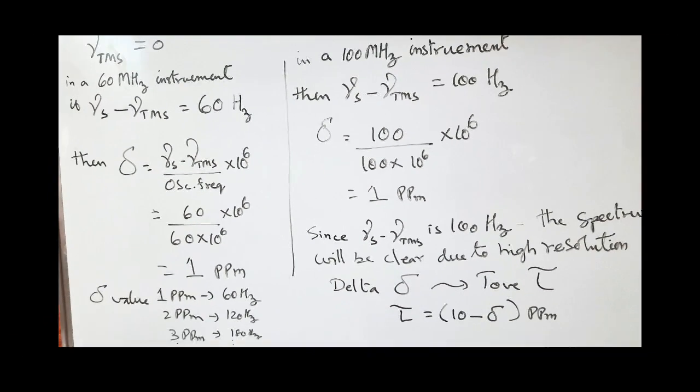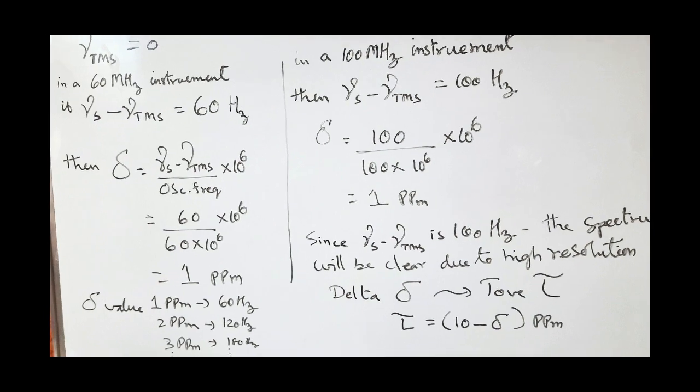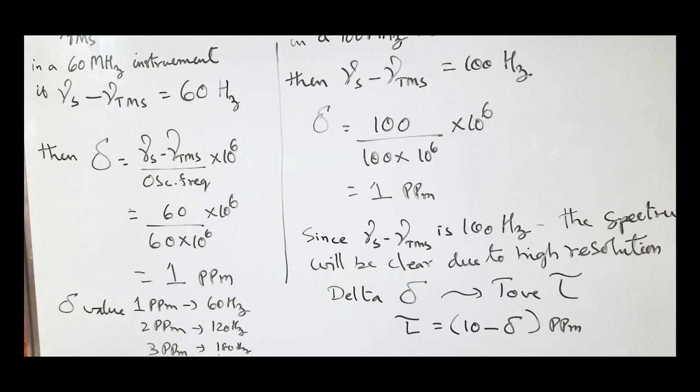So the same compound, whether it is recorded in a 60 megahertz instrument or a 100 megahertz instrument, gives you the same chemical shift value. Delta is 1 parts per million because you are using the expression: frequency of sample minus frequency of TMS divided by oscillator frequency. The oscillator frequency also varies. If you use a 60 megahertz instrument, put 60 into 10 to the power 6. If you use a 100 megahertz instrument, the oscillator frequency is 100 into 10 to the power 6. So, 1 parts per million.